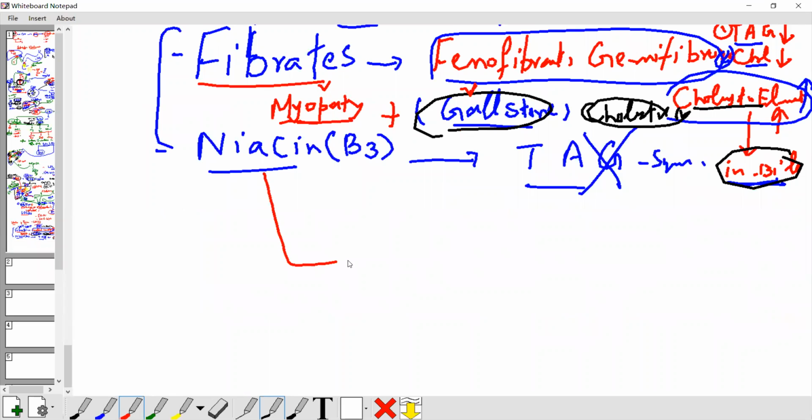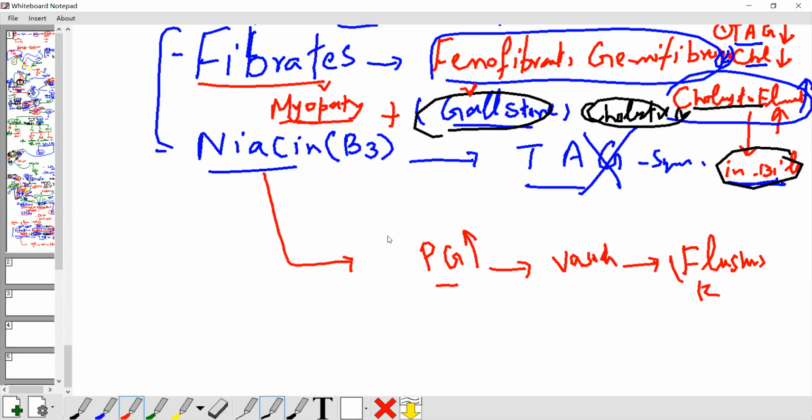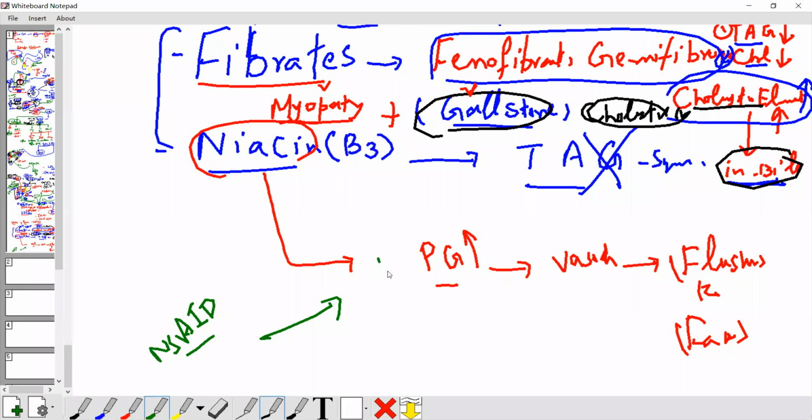This niacin. What is the side effect of niacin? Niacin inside the skin produces prostaglandin. If you remember, prostaglandin causes vasodilation. If vasodilation, what happens with skin color? Skin flushing, skin red, especially on the face. Facial flushing is the side effect of niacin. If you want to block this side effect, you can apply NSAID. If you remember, NSAID does what? NSAID blocks the COX enzyme. If you block the COX enzyme, then no more flushing.